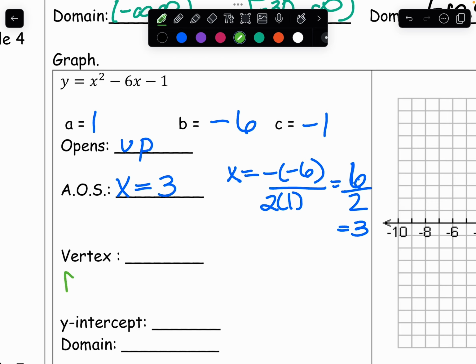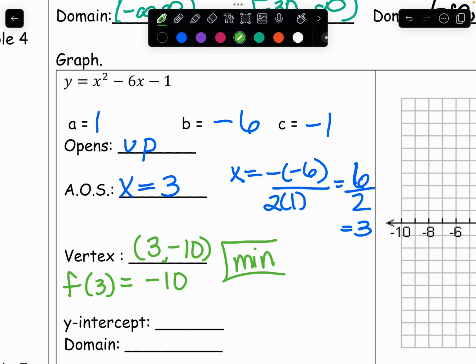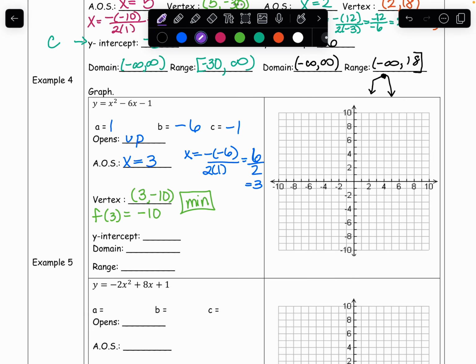From here, we are going to find f of 3, which, if you want to take me at my word, should be negative 10. So that means our vertex is (3, negative 10). This will be a minimum. So let's graph what we got.